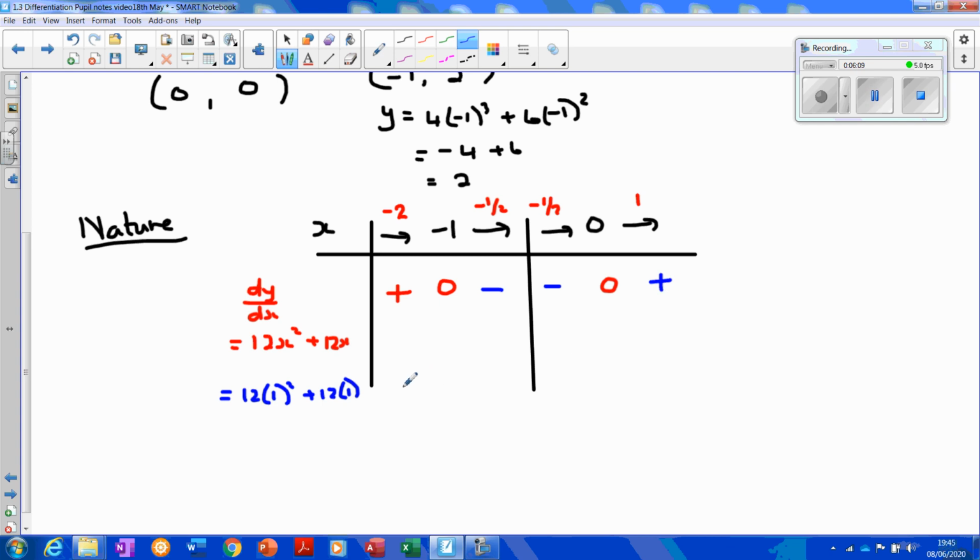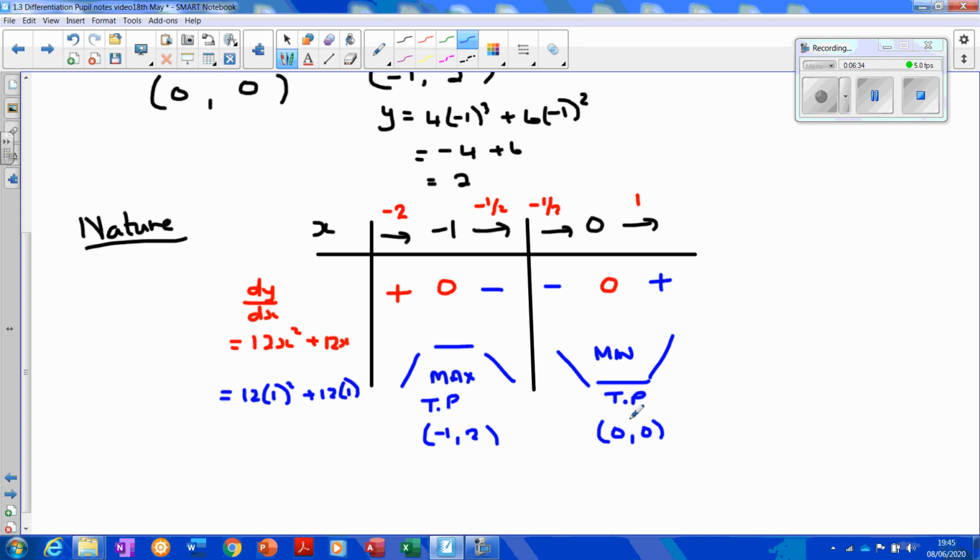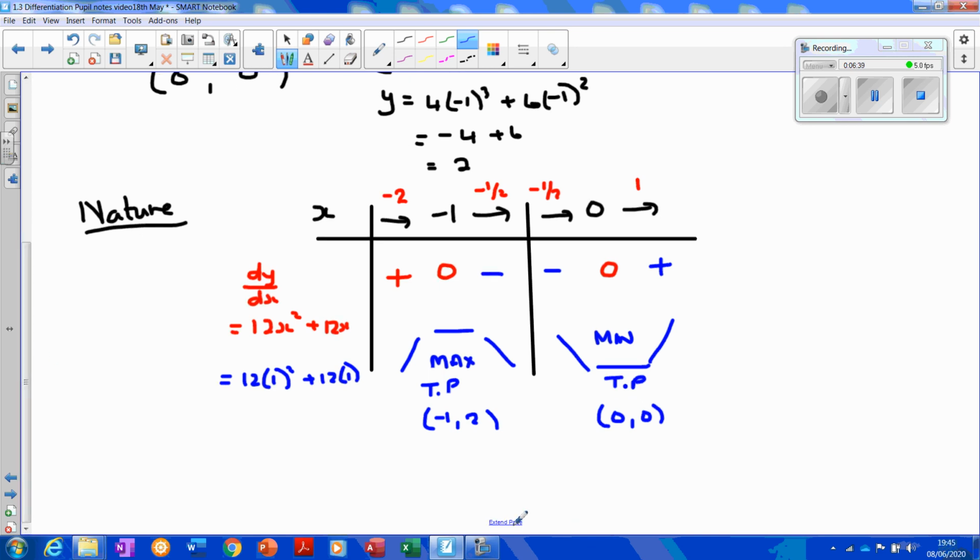So I've got a curve that slopes uphill, then across, then downhill, across and uphill. So I've got a maximum turning point, sitting at the point minus 1, and the y coordinate at that point was 2, and another stationary point which is a minimum turning point, sitting at the origin 0, 0. Right, so I now know where it crosses the axis, and I know my turning points, so now we have to sketch it.